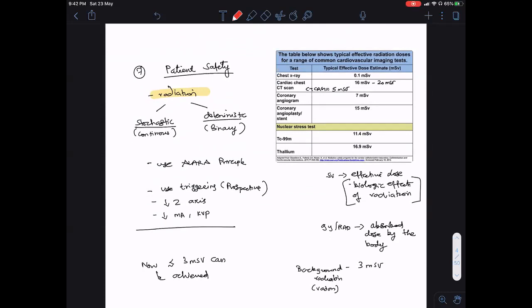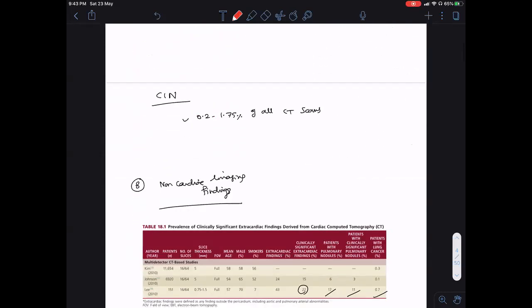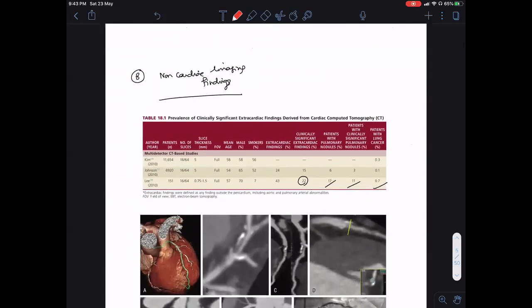We have to use prospective triggering, reduce the z-axis access time, that is improve the speed, and reduce current. Earlier, the CT-CAG used to be about 5 millisieverts. The total cardiac CT was about 16 to 20. For comparison, conventional CAG is 7. Angioplasty itself was only 15. But now, thanks to various improvements, less than 3 millisieverts is all a total coronary CT-CAG takes. So it's pretty good. I think CAN will be discussed later, so we're not going to talk about it now.